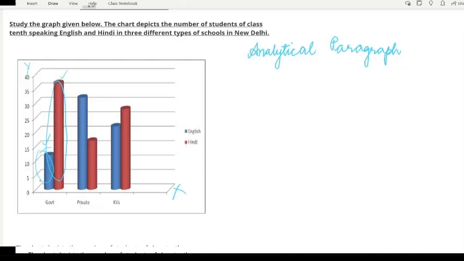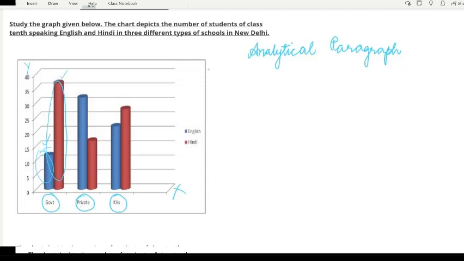On the x-axis we can see that the first data is of the government school, the second data is of the private school, and the third data is of the KVS. And on the y-axis you can see that it is the number of students, and it must be in thousands. So we can see over here the number of students who can speak English are 10,000 over here, and those who can speak in English are 35 over here. So it's very much clear with the data.